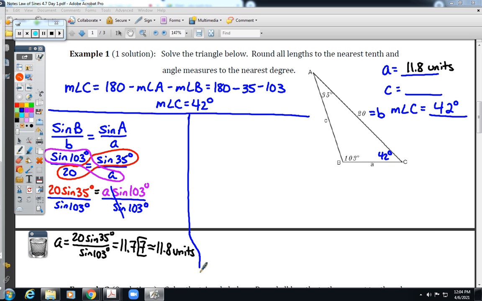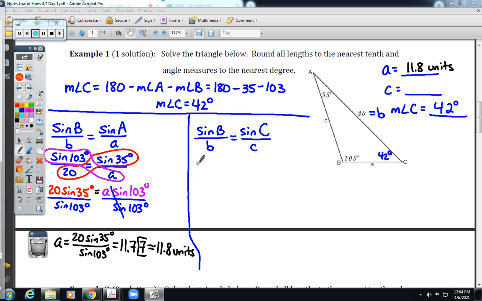Now, we're going to do essentially exactly the same thing to find little c. The only difference being that instead of doing sine b over b equals sine a over a, we're going to replace the a's with the c's. Okay? So we will do the sine of b is to little b as the sine of angle c is to little c. And please, I know that little c and big C look the same. Please make sure you're putting the angle with the sine and the side length by itself. Okay? It's the biggest mistake people make is they try to plug angle c in here instead of with the sine.